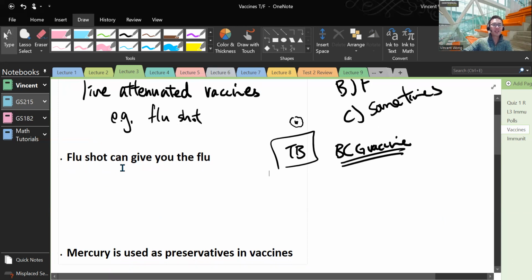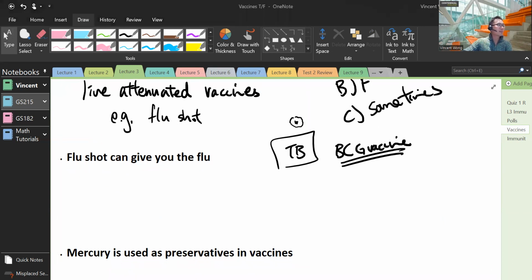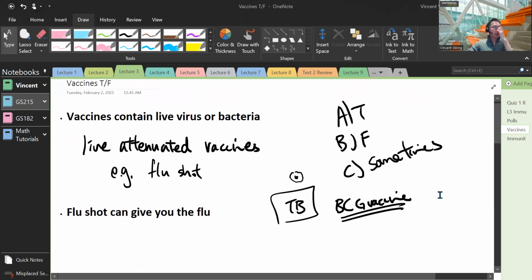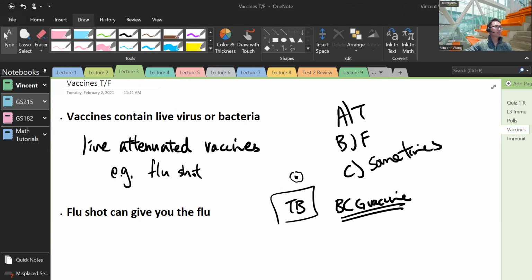Anyways, next one. Flu shot. Flu shot can give you the flu. What do you think? Can a flu shot give you the flu? My mom always says, I don't want to get the flu shot because I always get sick from it afterwards. I always get the flu. Is that true or false? Or maybe sometimes you can. A is true, B is false, and C is sometimes.